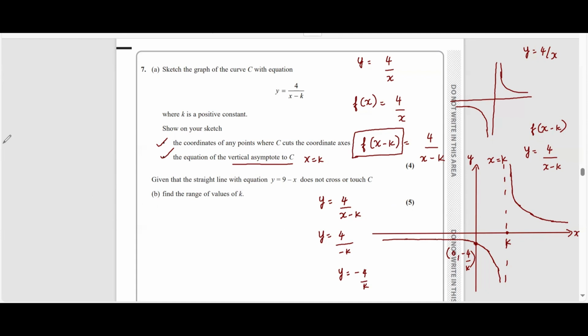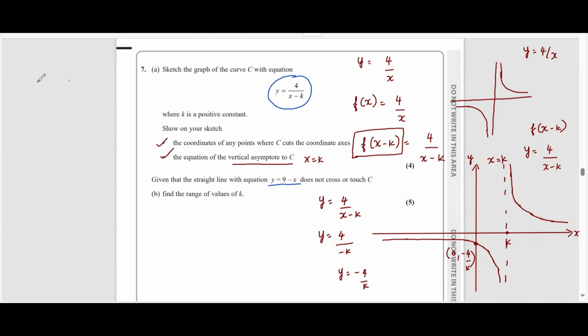B part: given that the straight line with equation y equals 9 minus x does not cross or touch C, find the range of k. Does not cross or touch C means b squared minus 4ac, the discriminant, is less than 0. We should get a quadratic equation. Now we know that to find the point of intersection, we equate the right hand sides. So y equals 9 minus x and y equals 4 over x minus k.